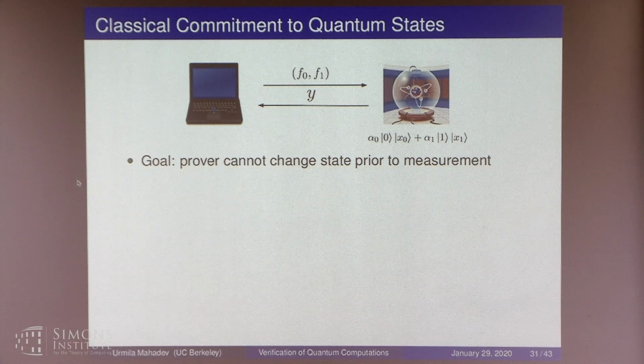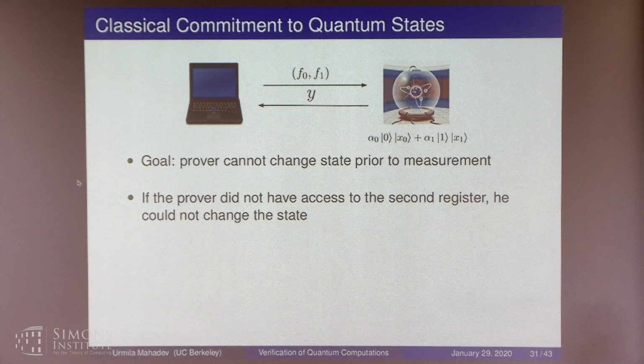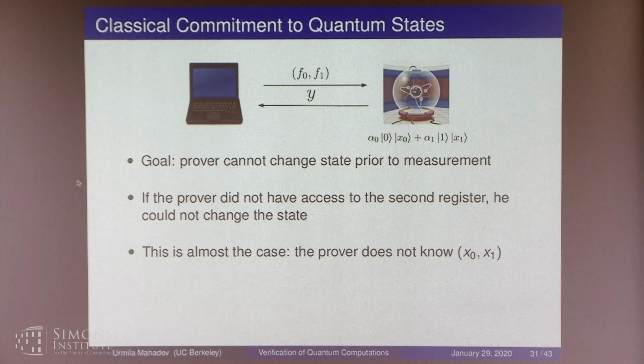I'll try to give you some intuition for why that should hold. Roughly, you can imagine that if the prover didn't have access to that second register containing X0 or X1, then he wouldn't really have power to change the state. Because this is this large entangled state, and he only has access to that first qubit. So he can't really change the state much. And roughly, that's what's going on here, because the prover doesn't know X0 and X1 due to the claw-free property. So the prover has this large state, but since he doesn't know what most of the state looks like, he can't really change the state once the verifier asks for a measurement.